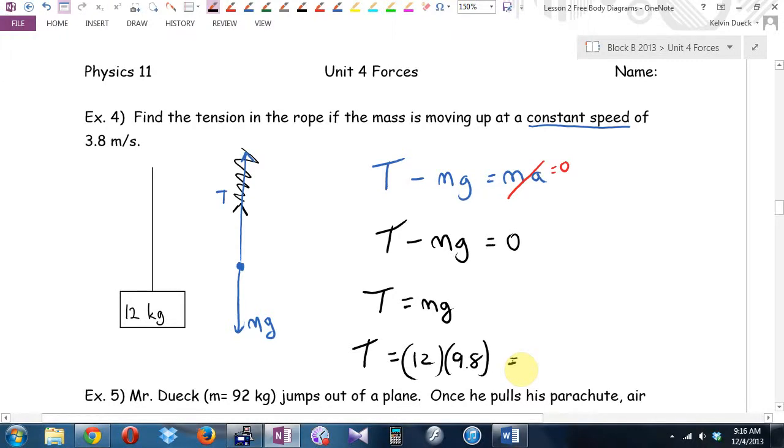12 times 9.8, 12 times 10 is 120. 118 point, no, what is it? 117.6. So I'll go 118 newtons. I usually go to 3 sig figs when in doubt. Or technically I should go to 2 and say it's 120 newtons, but no.